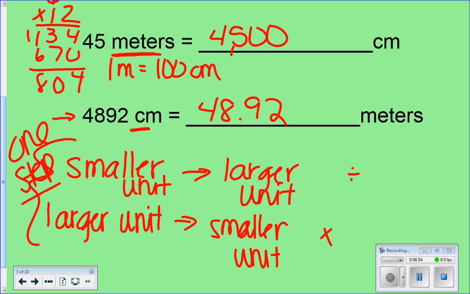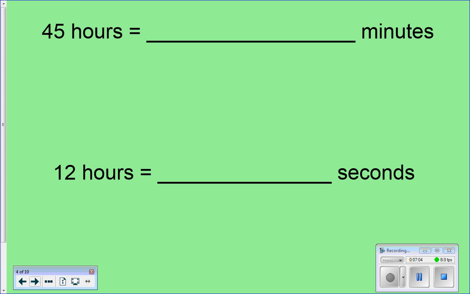No, we're going to come and talk about that in a second. We're going to talk about customary to metric, a trick in a second. Any questions about this? All right, so quickly, let's talk about this one.